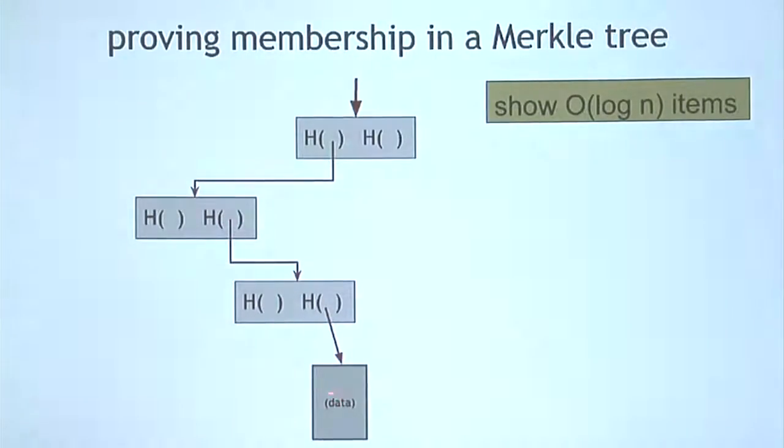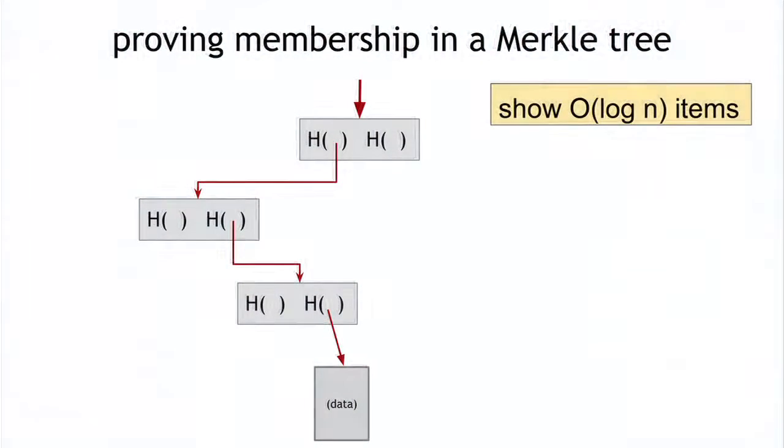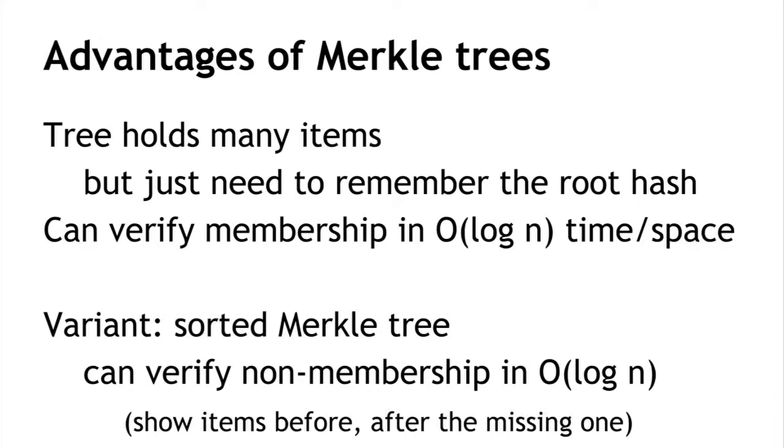And just by verifying the hashes up to the root, we can verify that this data block was in the Merkle tree. So that takes about log n items that we need to be shown, and it takes about log n time for us to verify it. And so with a very large number of data blocks in the Merkle tree, we can still prove membership in a relatively short time. Okay, so Merkle trees have various advantages.